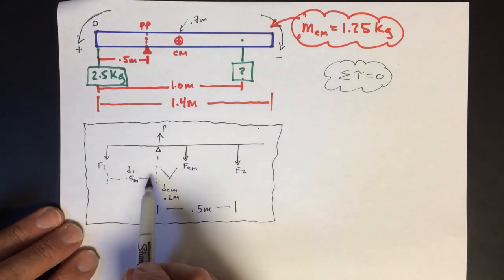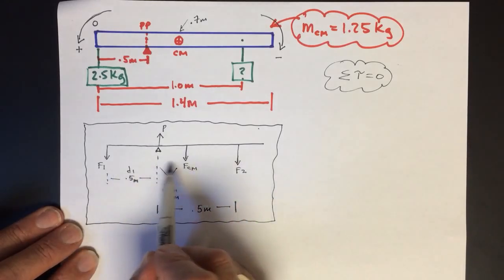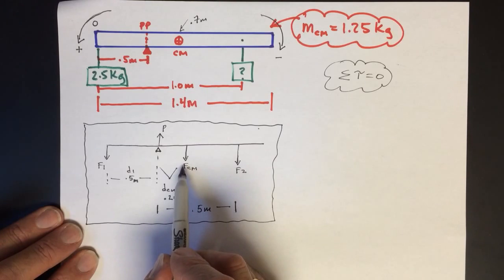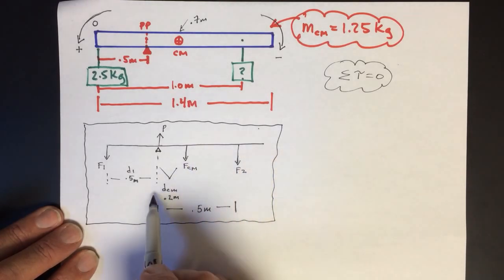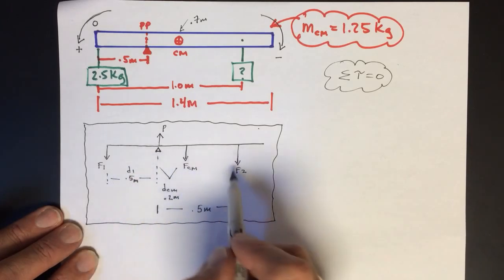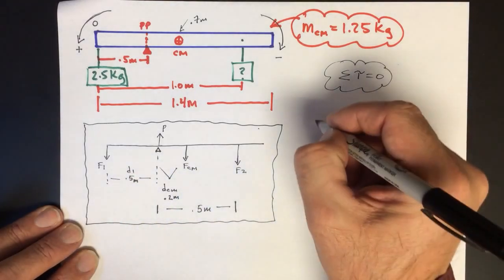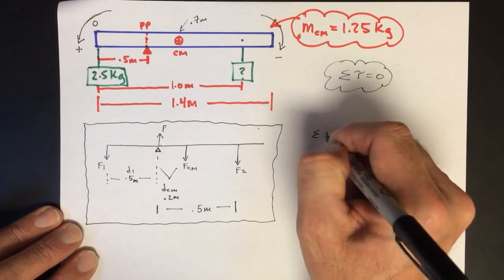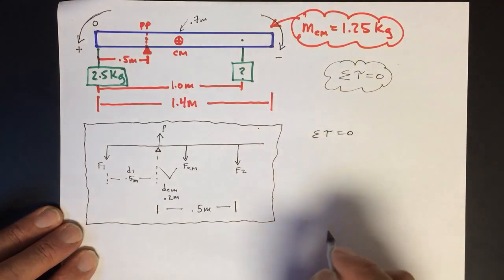So I just want to double check these numbers. 0.5, 0.2 in that direction, and then we would have 1 meter. 1 meter minus 0.5 would be 0.5. Very good.